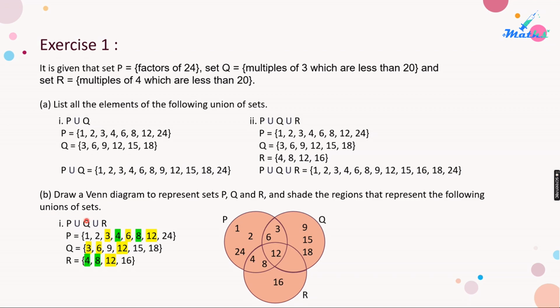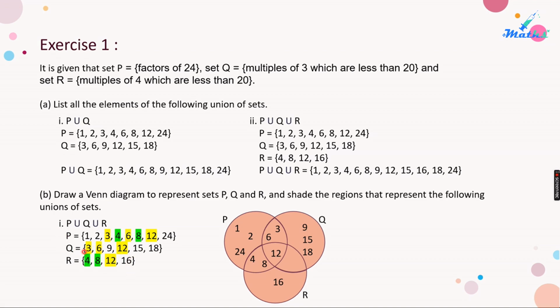For set P, union set Q, union set R. For set P, we have 1, 2, 3, 4, 6, 8, 12, and 24. Q have 3, 6, 9, 12, 50, and 80. R we have 4, 8, 12, and 60.